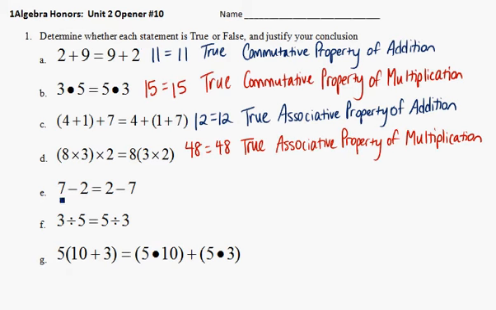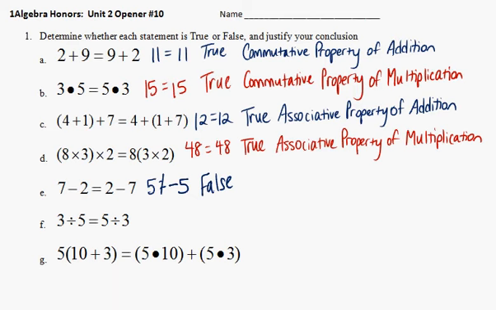In part E, we have 7 minus 2 equals 2 minus 7. Well, it looks like we're back to the commutative property again because we just took our 7 and our 2 and we moved them around. 7 minus 2 equals 5. 2 minus 7 equals negative 5. So this time we end up with an equation that's not true. 5 does not equal negative 5. So that's false. So hopefully what you see here is that while the commutative property held true for addition and for multiplication, the commutative property does not hold true for subtraction.